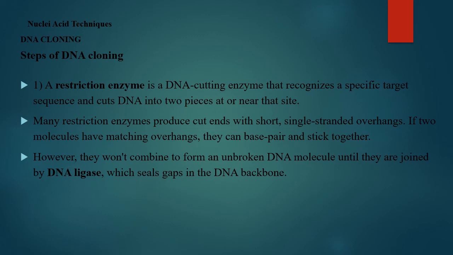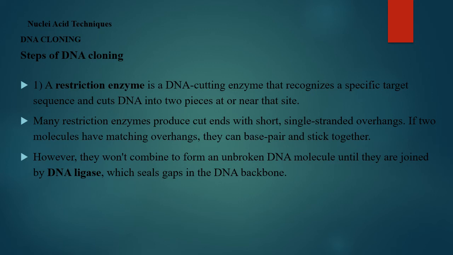Step 1, a restriction enzyme is used to cut. A restriction enzyme is a DNA cutting enzyme that recognizes a specific target sequence and cuts DNA into 2 pieces at or near that site. So it identifies a specific target and then it cuts. Many of these restriction enzymes produce cut ends with a short single-stranded overhang. So it cuts at a particular point and there's an overhang.